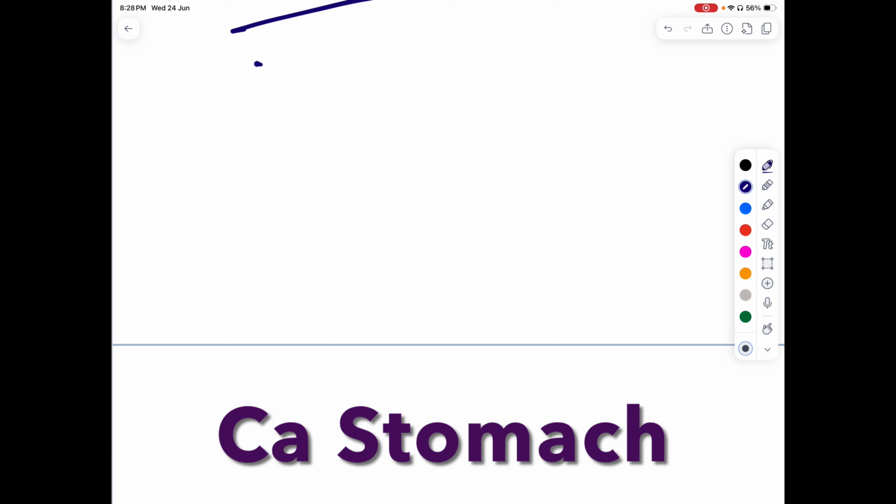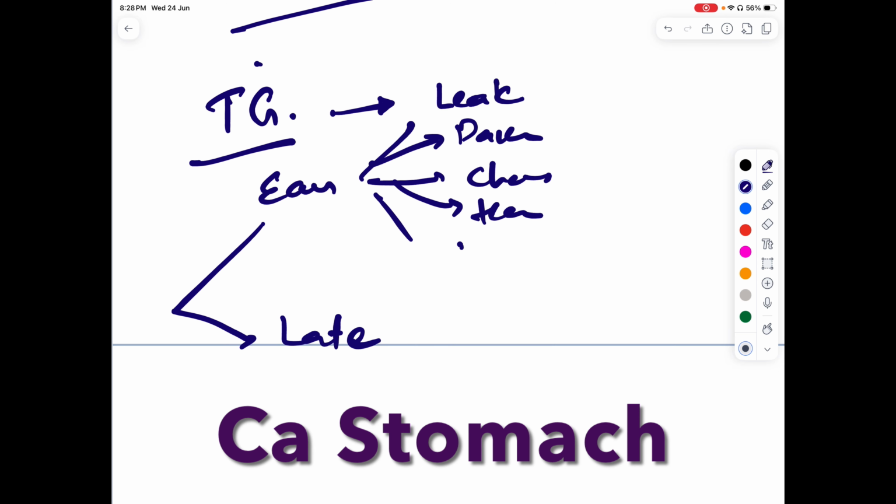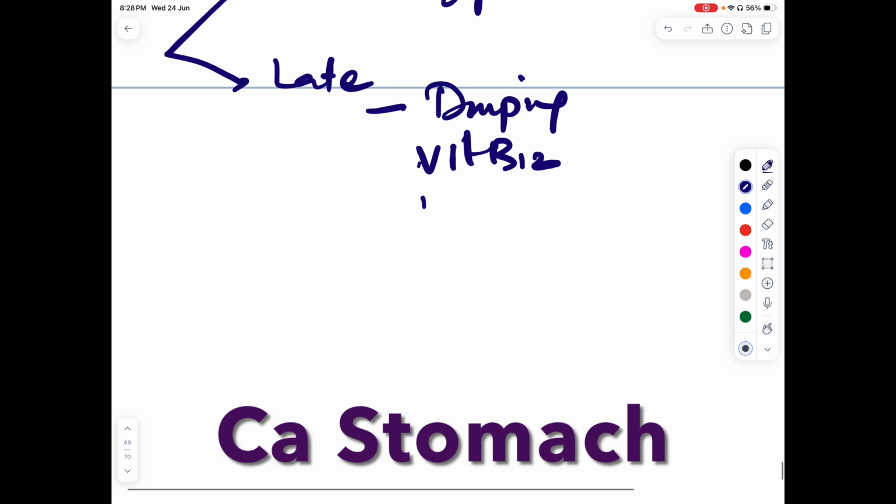What are the procedure specific complications of total gastrectomy? So it can be early or late. Immediately there is leak of anastomosis, pancreatitis, cholecystitis, hemorrhage, infection. Later dumping syndrome, vitamin B12 deficiency, bone diseases, recurrence of malignancy.